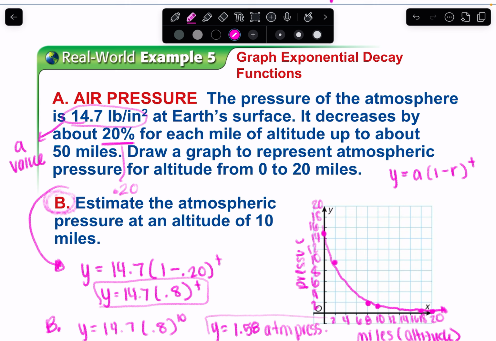It's fine either way. So again, similar to the other word problem that we did, where you do kind of have to make an equation, you're graphing it, and then there's a part B where you're actually going to plug in and answer.